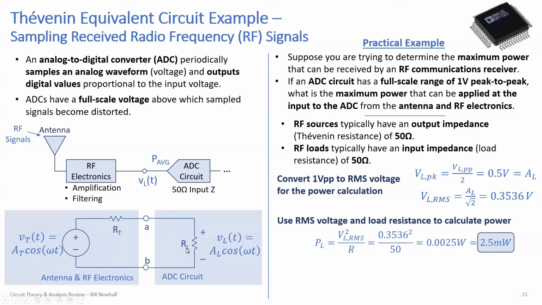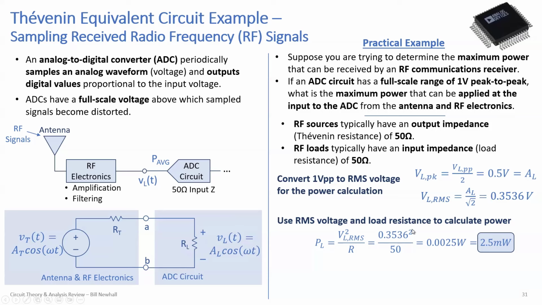Okay, and it also shows, well, what if I don't have an R sub L equal to R sub T, right? What if this were an ADC with 100 ohm input impedance, right? You could figure out, well, how much power would be delivered to that ADC, and then what would the effect on the voltages be at the input? Okay, so there's an example case here.